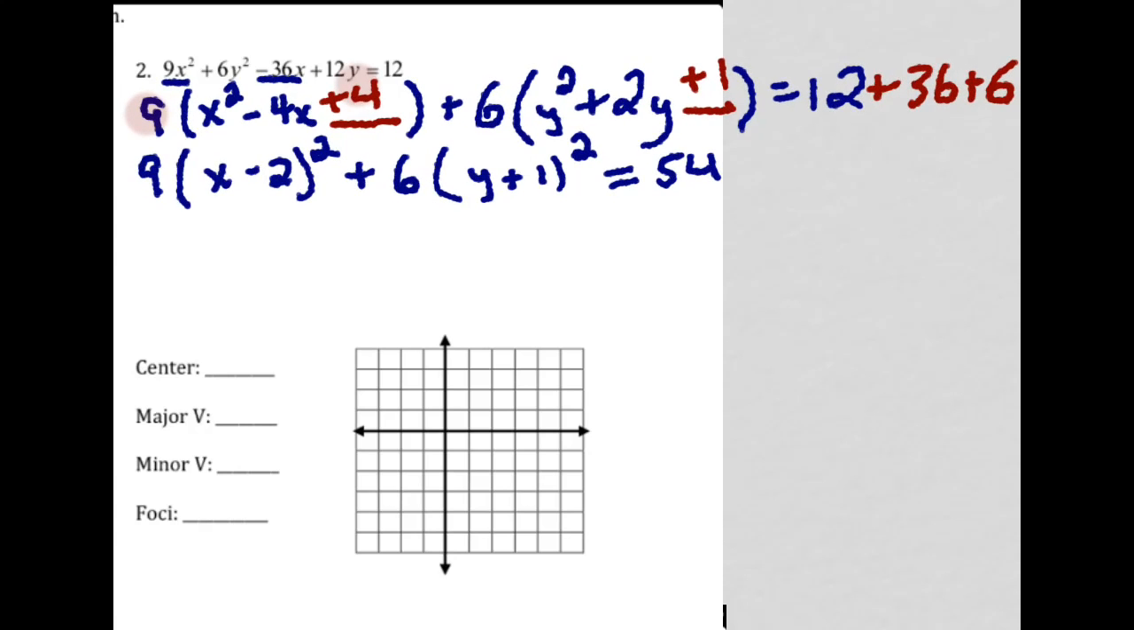Okay, now hang with me here. Remember, the standard form of an ellipse has equal to 1 on the right side. So what we need to do here is change that 54 to a 1. So the way we do that is divide through by 54.